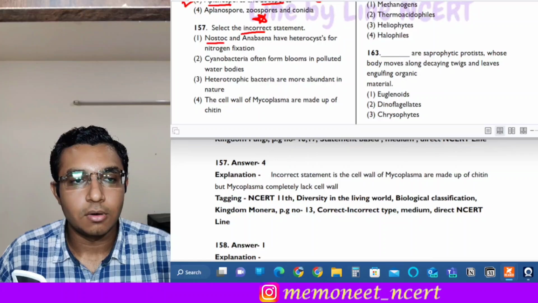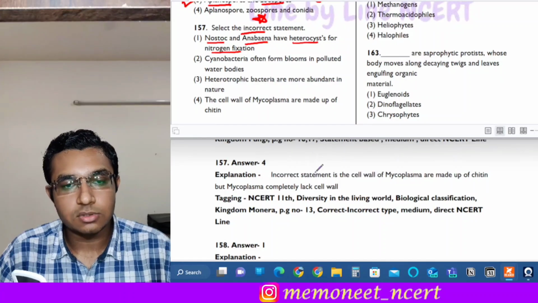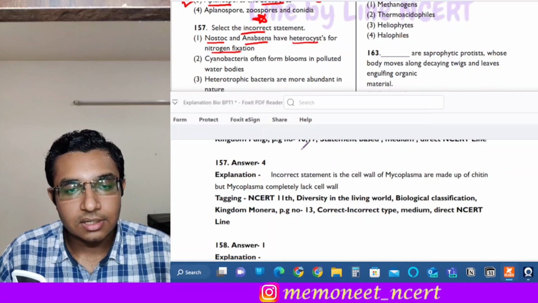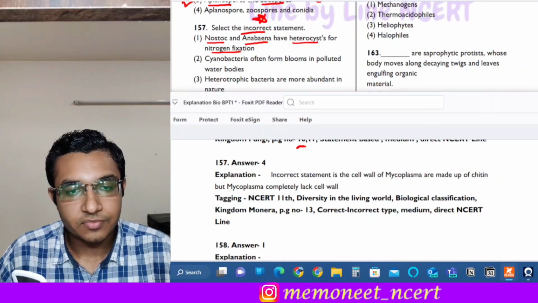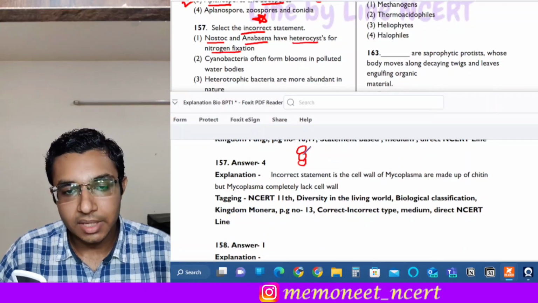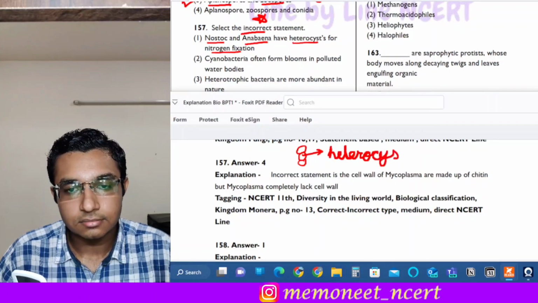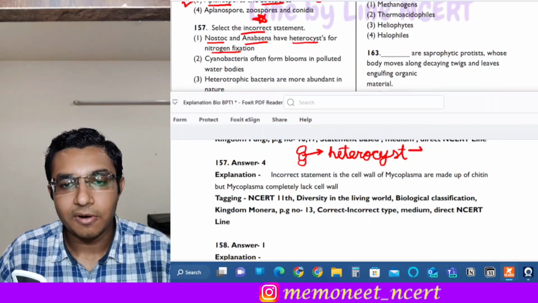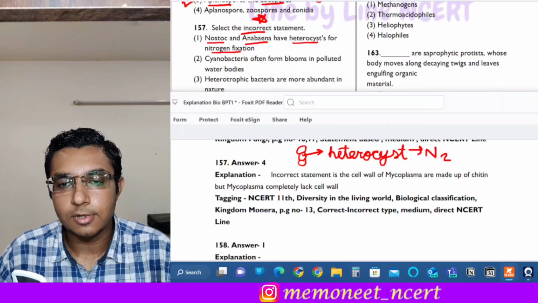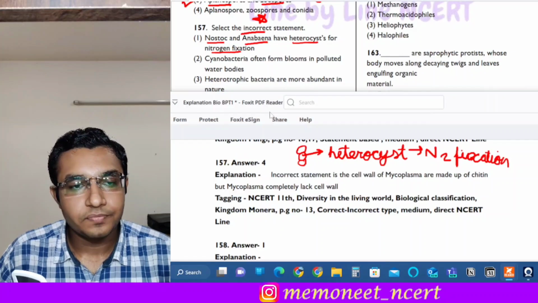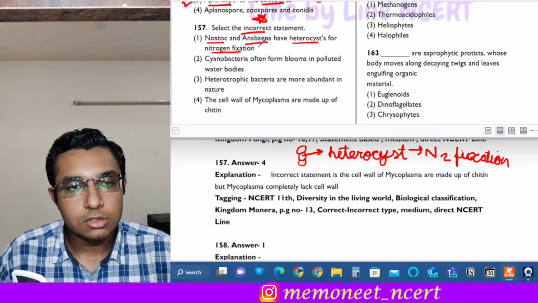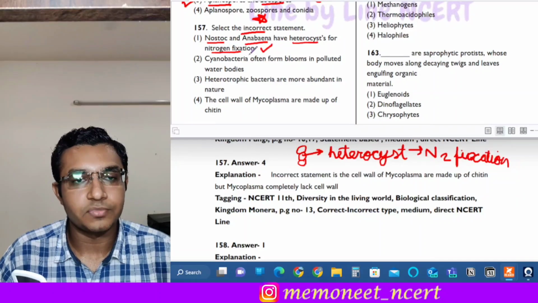The first statement is Nostoc and Anabaena have heterocyst for nitrogen fixation. Okay, so we have seen the structure of Nostoc, its structure is like this, it is a bead like structure. Okay, if you know the cells, so this is the structure of Nostoc. I'm not drawing it completely, but you understand, right? And in them the specialized cells are present called heterocyst. Heterocysts are the specialized cells found in the Nostoc which are responsible for what? They are responsible for nitrogen fixation. Okay, so this statement is correct. Why? Because Nostoc and Anabaena have heterocyst for nitrogen fixation. Alright, so this statement is correct.